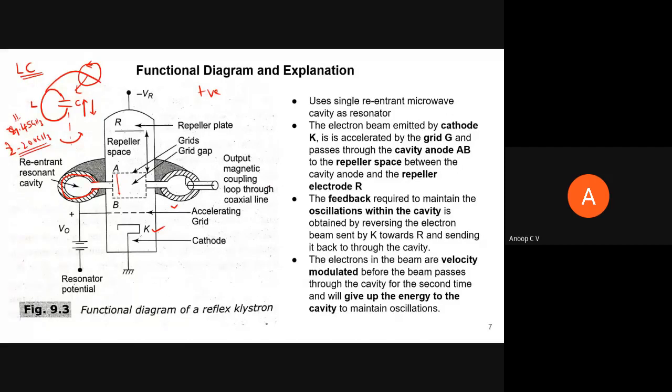So maybe thermal noise. When you give the DC power supply, thermal noise will be there, and depending upon this LC value, or in this case, depending upon the structure of this resonant cavity, that thermal noise will resonate at this particular resonance frequency. In the case of the Klystron in our lab, it will resonate at 9.4545 gigahertz. If it is something else, it will resonate at that particular frequency.